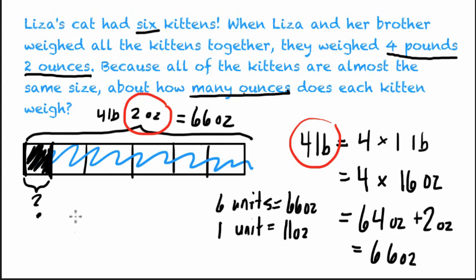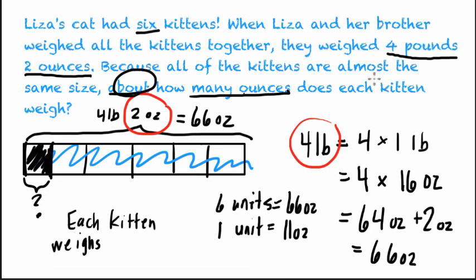So we'll just say each kitten weighs about 11 ounces. And we say about only because it says about how many ounces, and they say because all the kittens are almost the same size. So I'm just going to say each kitten weighs about 11 ounces. All right, so that's how you would do that problem. That's how that would break down.